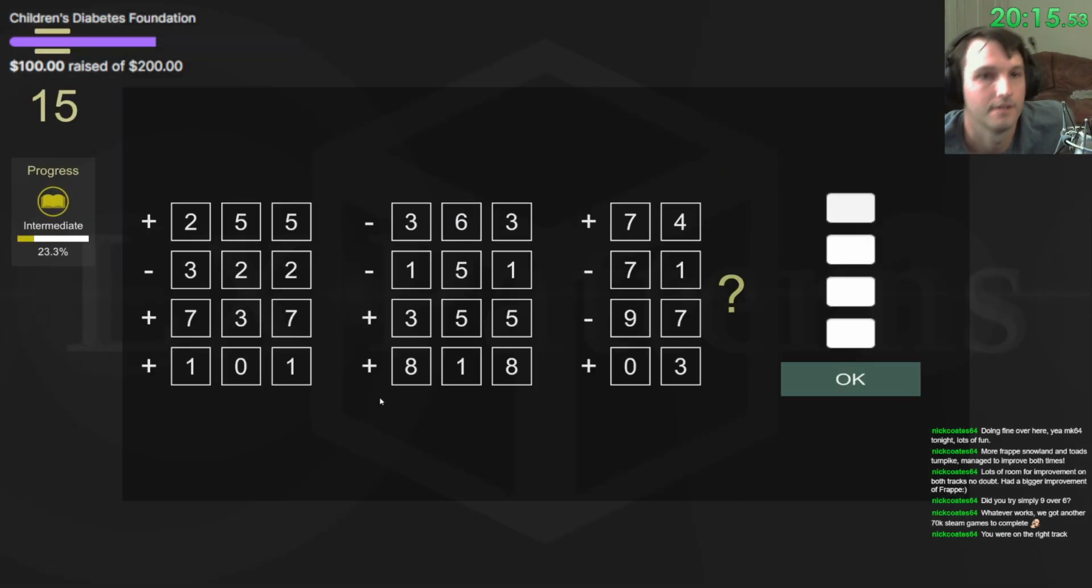Alright. Positive. Oh boy. So we've got to figure out the third number in each of these rows, right? Or columns. Yeah, third number in each of the rows. So we go plus, minus, plus, minus, minus, minus, plus, plus, minus, plus, plus, plus.